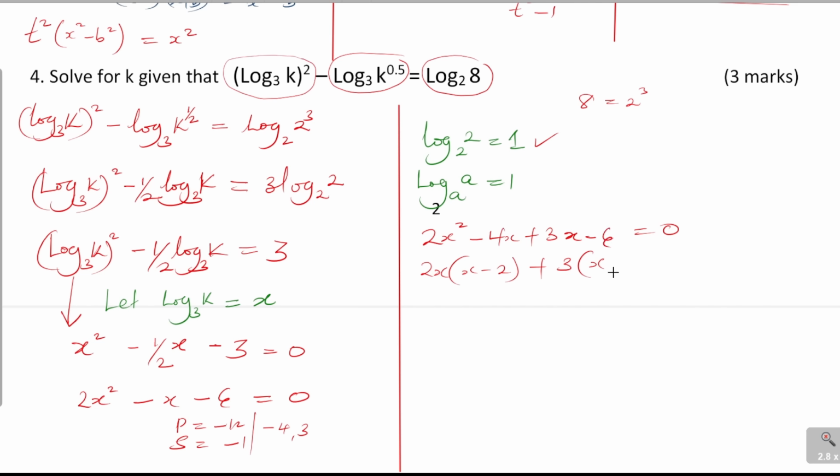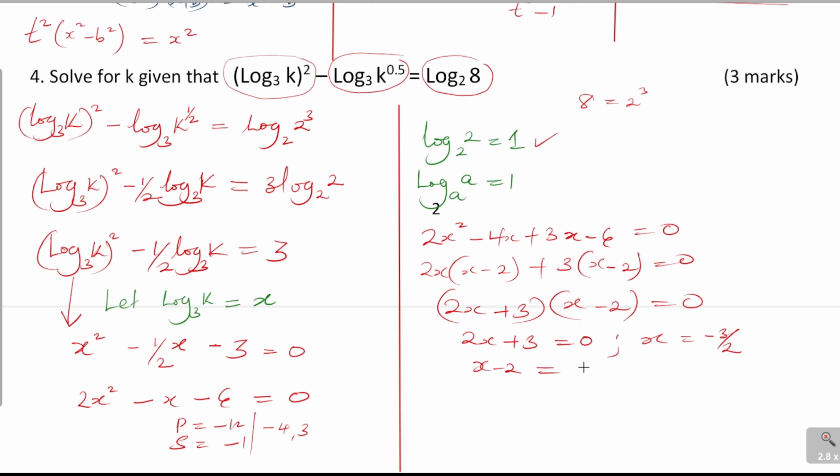You subtract 6, then you get x minus 2 is equals to 0. This simplifies to 2x plus 3 times x minus 2 is equals to 0. You have two values of x, so the first one will be 2x plus 3 is equals to 0, and here the value of x will be negative 3 over 2. Then when x minus 2 is equals to 0, here the value of x will be 2. So you have two values of x.